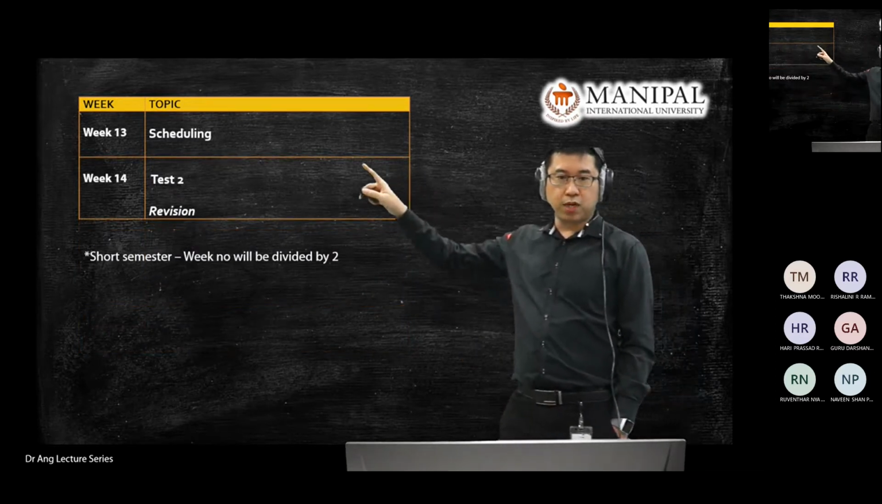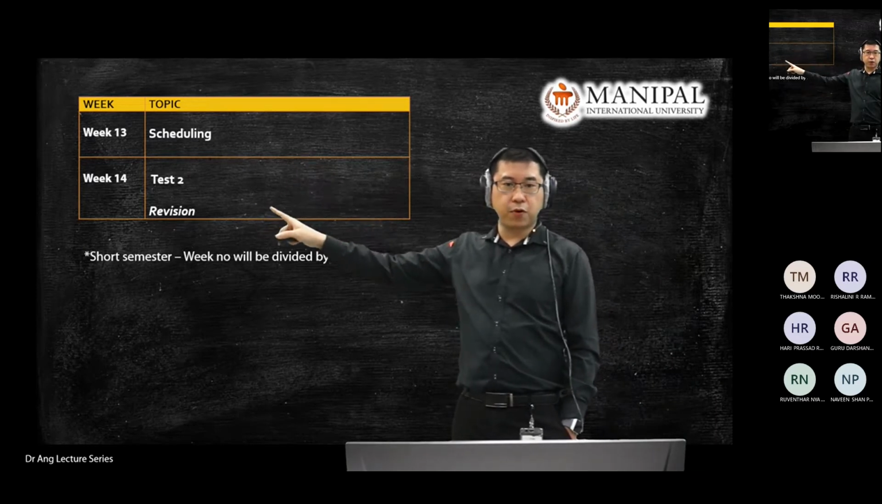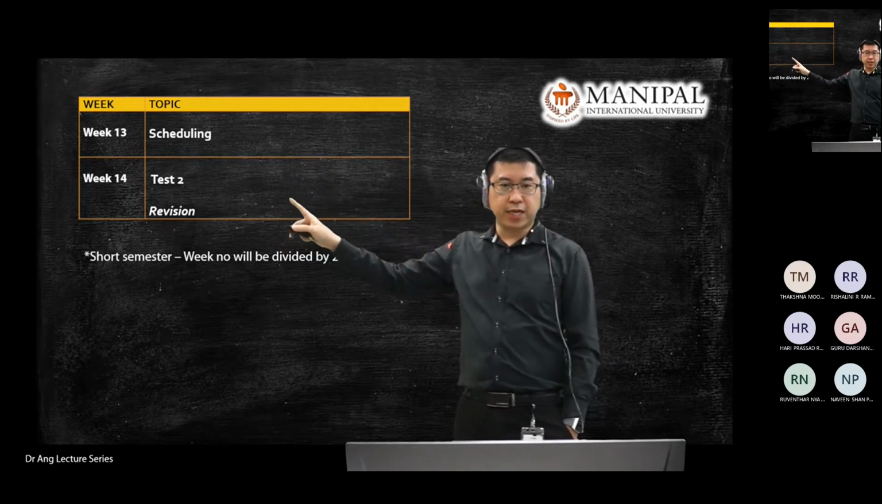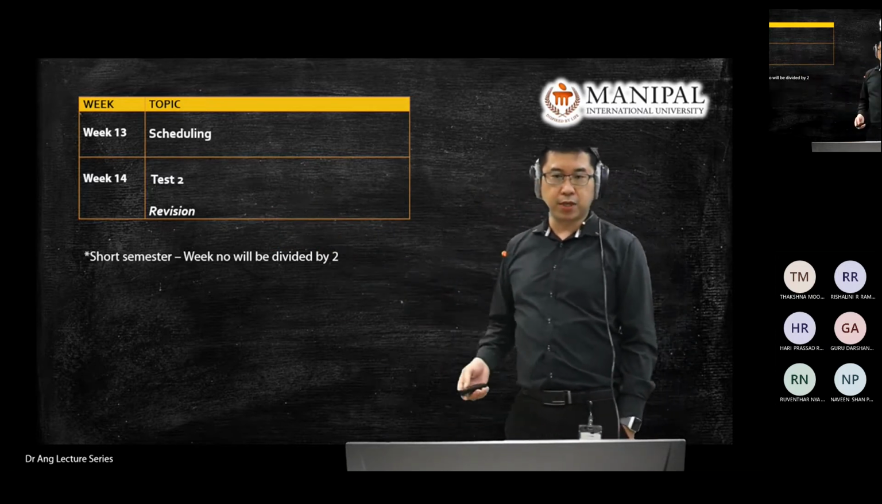Then after that, we'll do a little bit on scheduling. And you have your test 2 in either week 13 or week 14. Then if we are able to finish the syllabus before week 14, then we can do revision. Okay, so this is how it works.